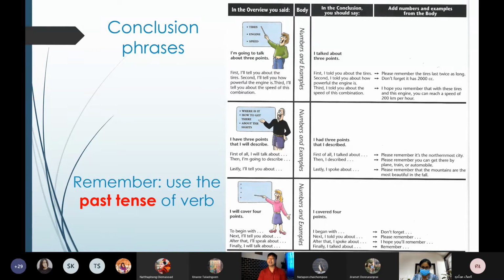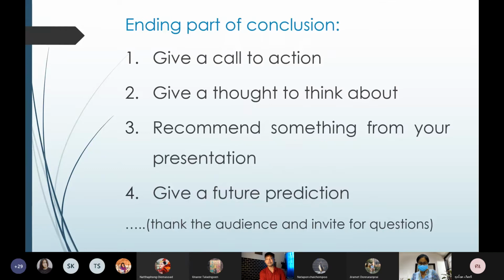Okay, so now let's go to the next slide. Ending part of conclusion. After you say the 3 points and then the special thing, you could end by giving any of these 4. Any, meaning you could use number 1 or 2 or 3 or 4: give a call to action, give a thought to think about, recommend something from your presentation, or give a future prediction.